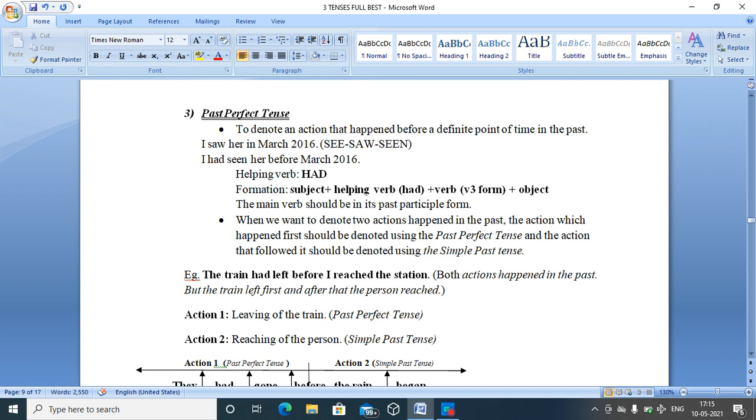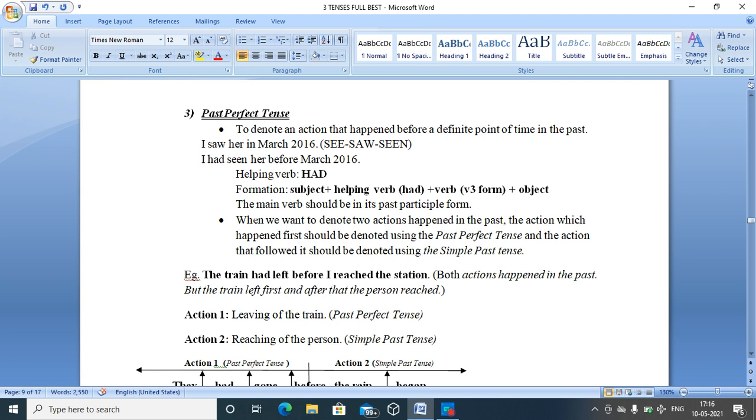The first usage can be this itself. Now you go back to the usage, the definition or the statement. It is to denote an action that happened before a definite point of time in the past. If you take 2016 to be a definite point of time, when you construct using had and V3 in this format, you can bring the sense that this is an action which is not even in the remote or recent past, but even before that. That is the first usage.